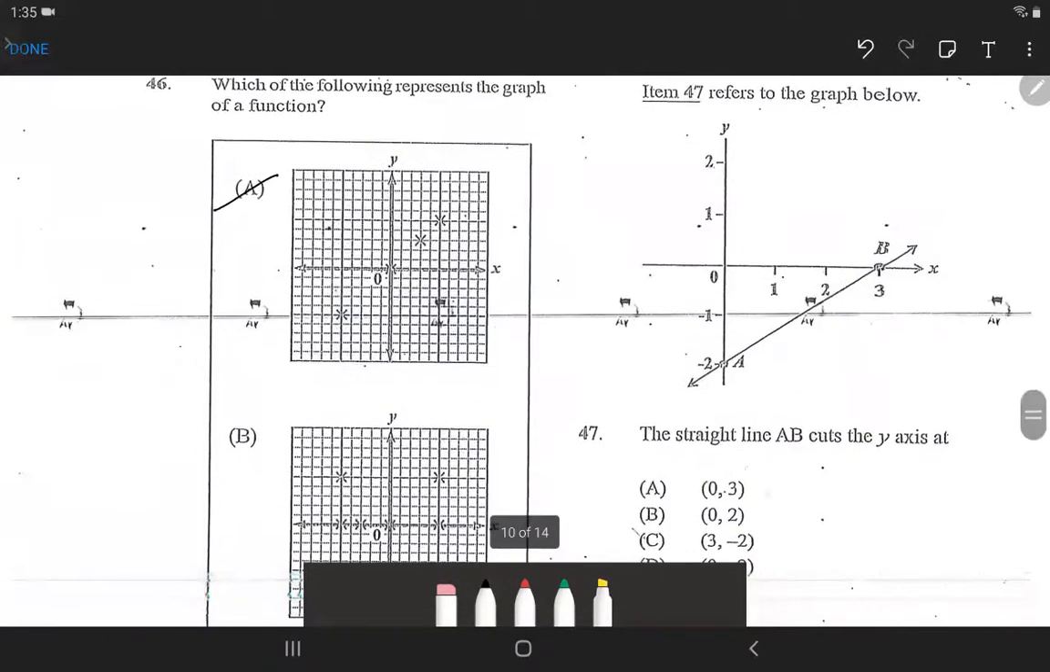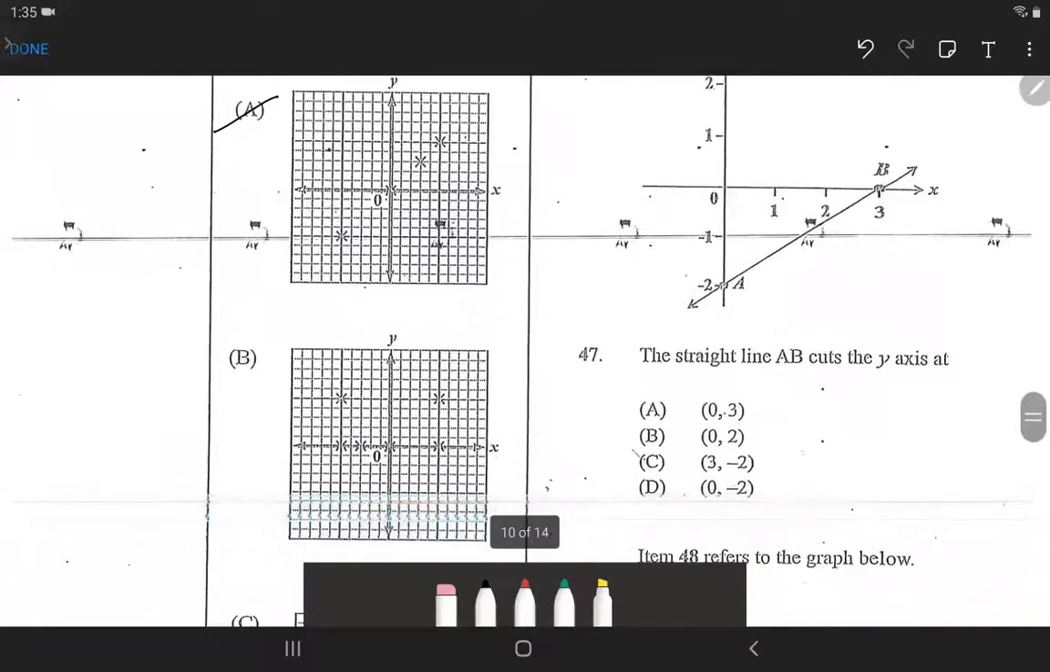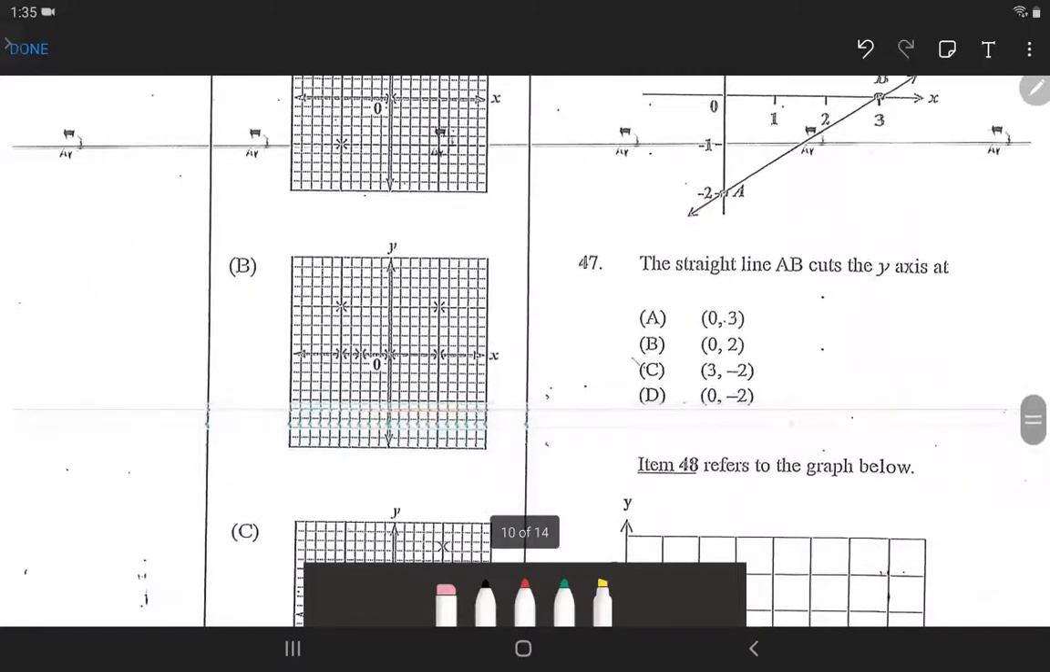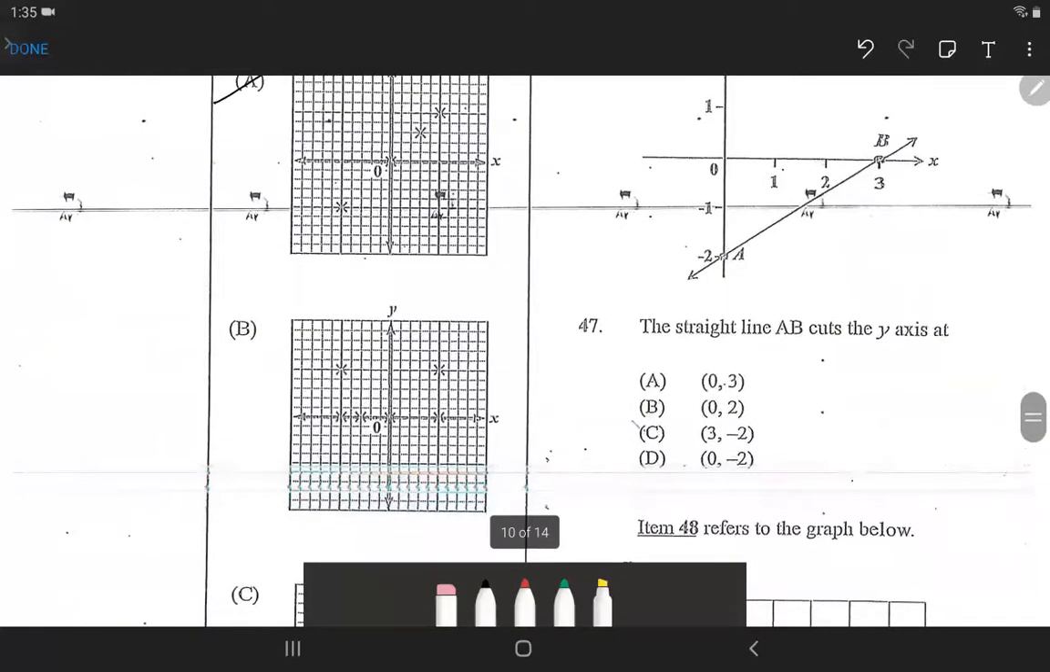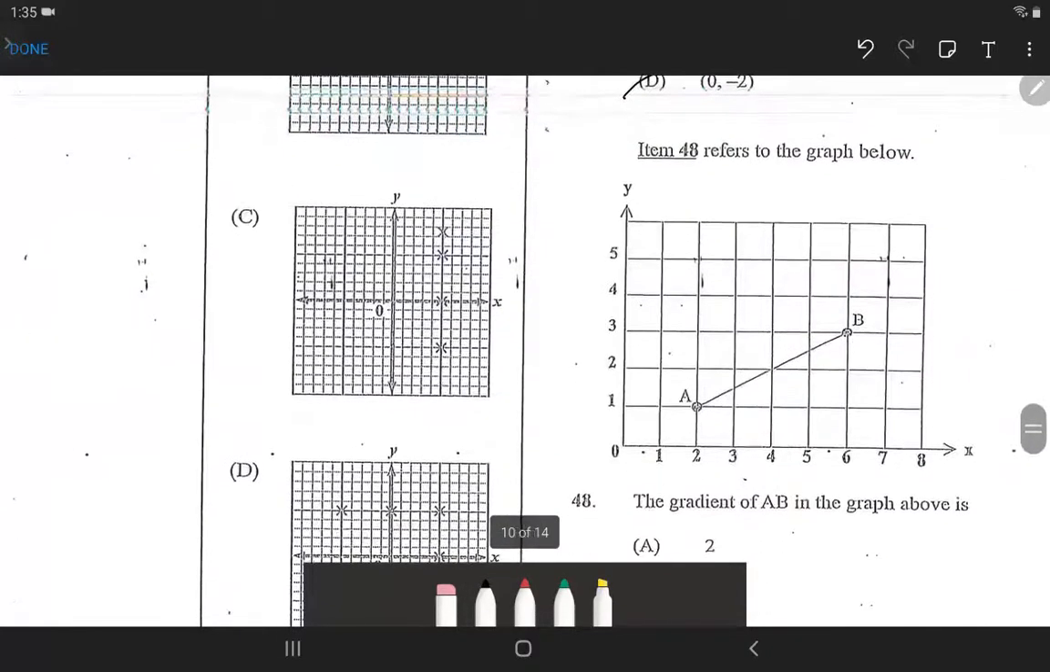Item 47 refers to the graph below. The straight line AB cuts the y-axis at 0 on the x and -2 on the y, that's E. Item 48 refers to the graph below.